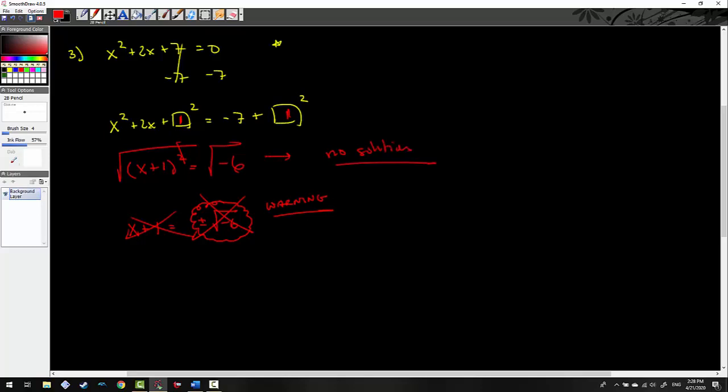So keep that in mind. Because we can't take the square root of a negative number, we will call this thing no solution. Now that actually has a pretty big graphical implication, and I will get into that when we start talking about graphs of parabolas in more detail.